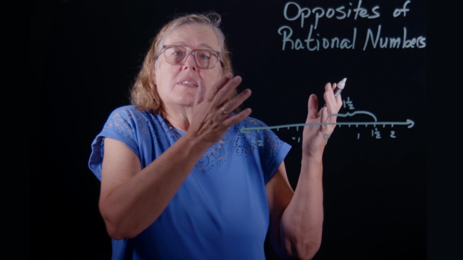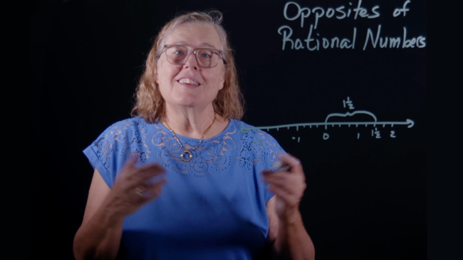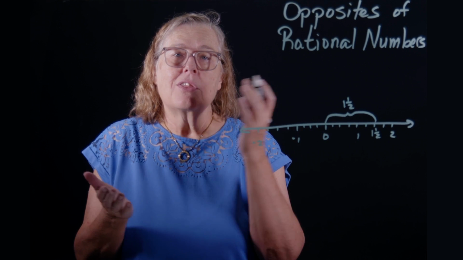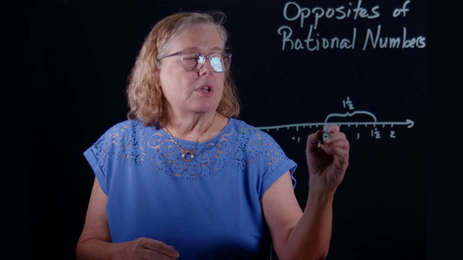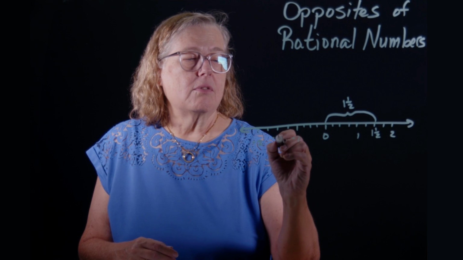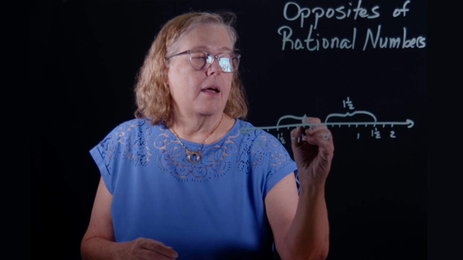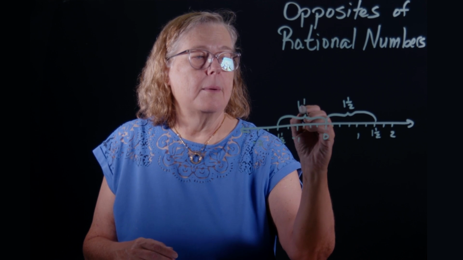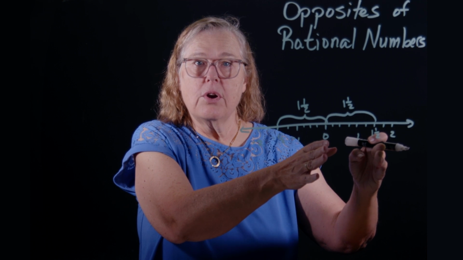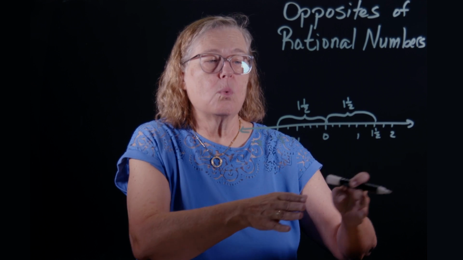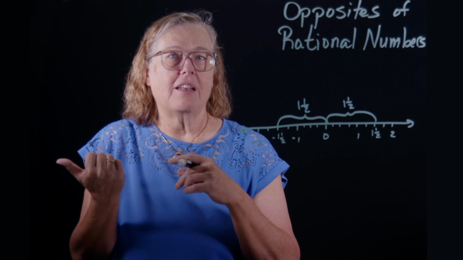Now I want to know what is the opposite of 1.5. The opposite is the same number on the other side of 0. It's the same distance, but on the other side of 0. So here we're going to go to a -1 1/2. So this is 1 1/2 units from 0. The opposite is also 1 1/2 units from 0. It just happens to be on the other side.